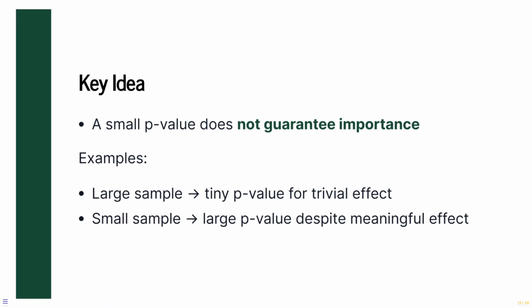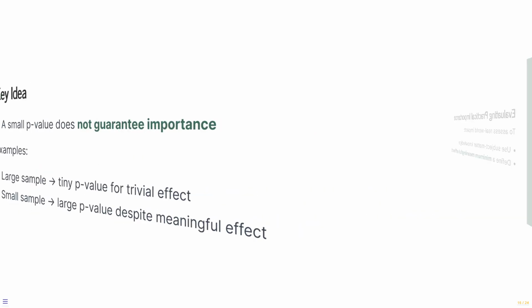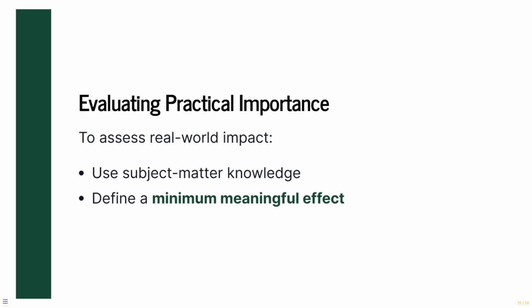For example, with a very large sample, even a tiny difference can produce a very small p-value. On the other hand, with a small sample, a meaningful difference might not be statistically significant because there is too much variability. To evaluate practical importance, we often rely on subject matter knowledge and define what size of effect is meaningful before conducting the study.